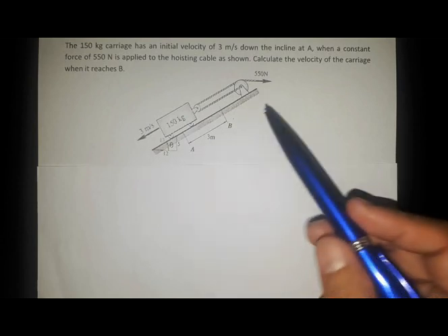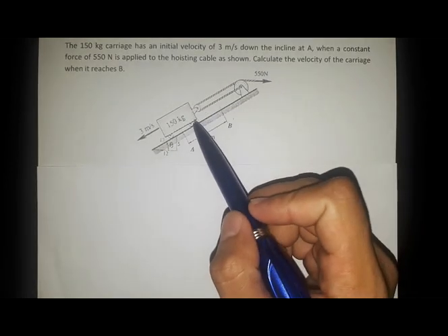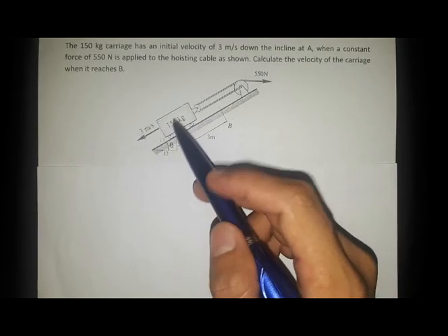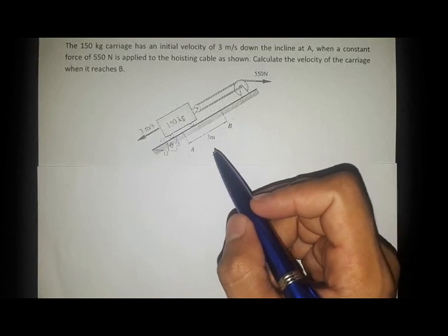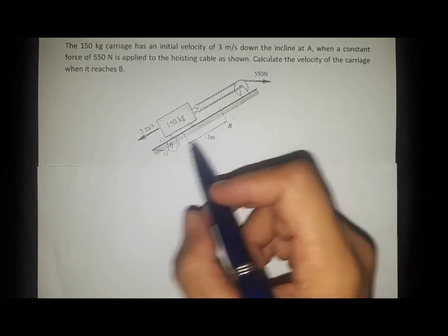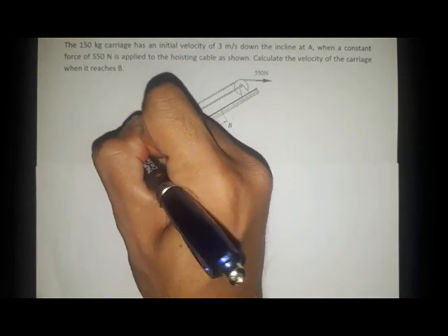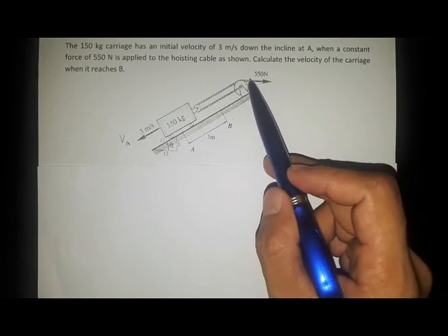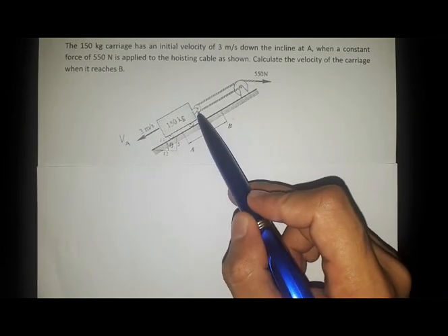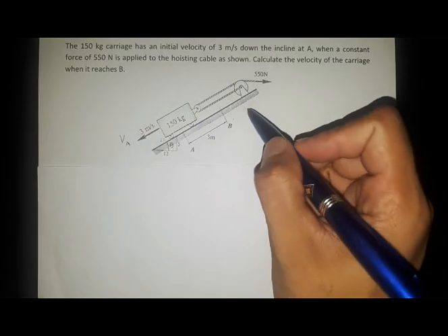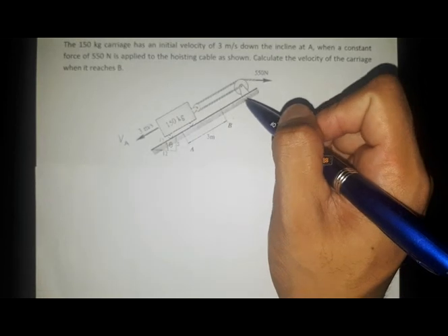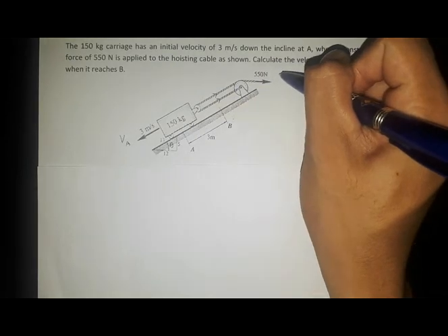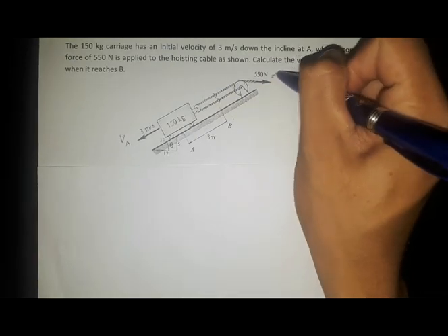So here, the crate or the carriage has an initial velocity of 3 meters per second down the incline. So this will be your VA. Then a constant force of 550 Newton is applied to the hoisting cable. So if we cut this, the force experienced by each cable is equal to your tension of 550 Newton.